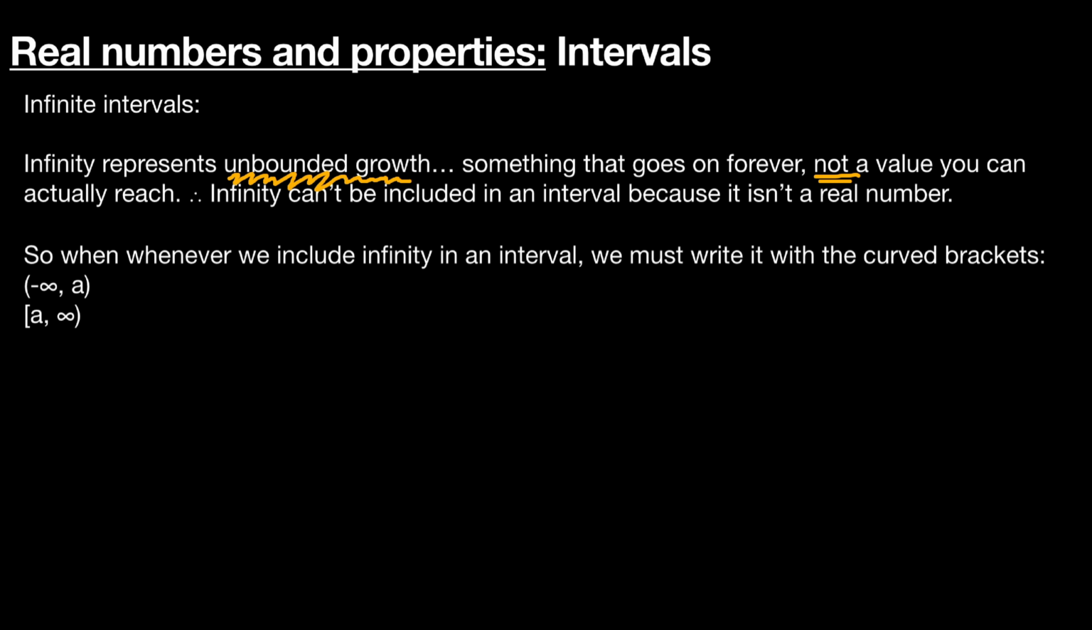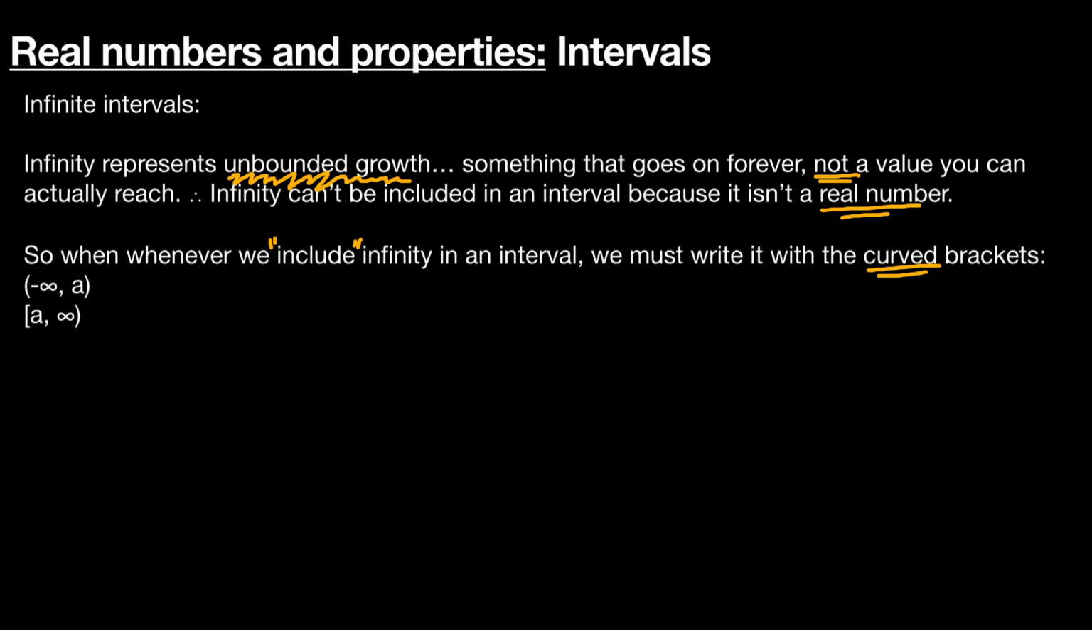This means that because we cannot actually reach infinity, we can't actually include it in an interval because it's not a real number. It's just an idea of a really big number. So whenever we try to include infinity, and I'm saying include with quotation marks because we can't really include infinity, what I mean by include is that we write down infinity in an interval. So whenever we write down infinity in an interval, we must write it down with curved brackets because we're showing that infinity is not included in the interval. We cannot really reach it.